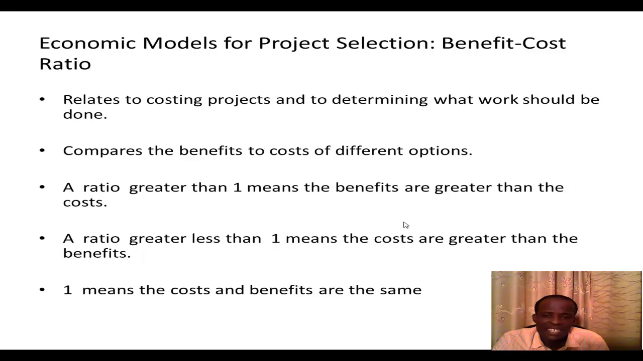Then the next economic model that we look at is the benefit cost ratio, or some call it the cost benefit ratio, whichever way. Now it relates to costing projects and to determine what work should be done. It also compares the benefits to cost of different options. So if the ratio is greater than 1, it means the benefits outweigh the cost. If it's less than 1, it means the costs outweigh the benefits. And if it's equal to 1, then it means the cost and benefits are the same.